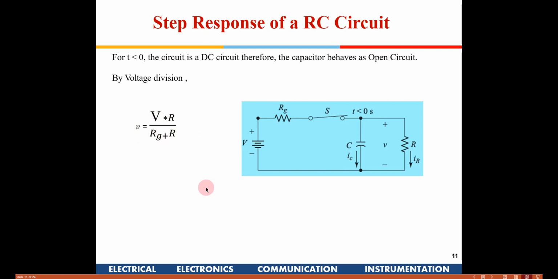So for any problem on RC circuits, we need to first find out the initial voltage across the capacitor. For that, we can consider the capacitor to be an open circuit and try to find out what the voltage is going to be there, based on the other elements in the circuit. We find the voltage across the capacitor will be V into R divided by Rg plus R.